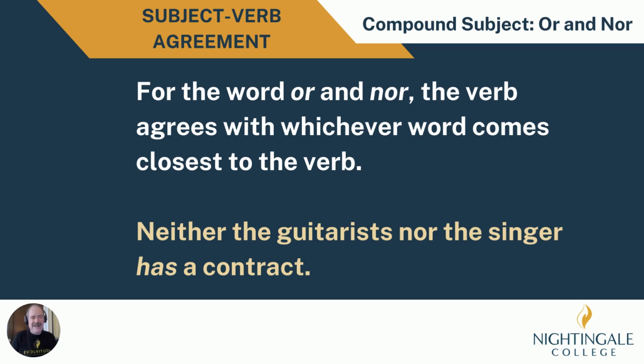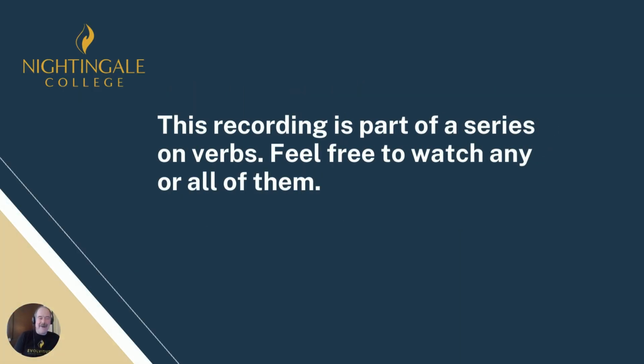This can get tricky because remember when we were looking at the word and for compound subjects, we were always looking at the plural form. It's different for or and nor. It's going to agree with whatever comes closest to the verb. And that is the simple way to unpack one of the trickier parts of English grammar.